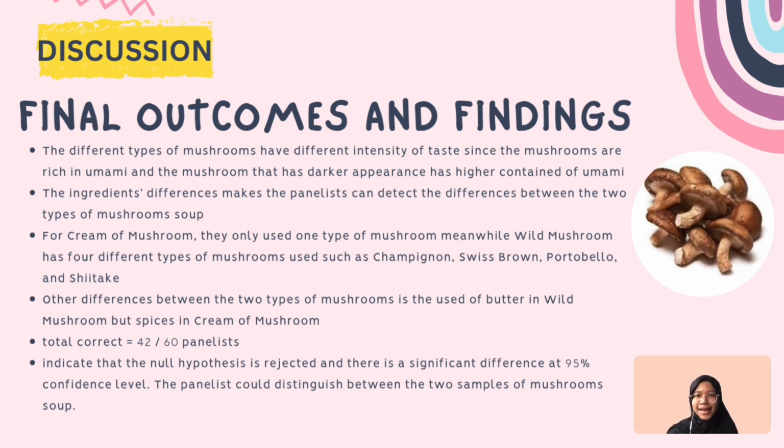Hence, the number of total correct responses obtained in this test is 42 out of 60 panelists, which indicates that the null hypothesis is rejected and there is a significant difference at the 95% confidence level. The panelists could also distinguish between the two samples of mushroom soup.